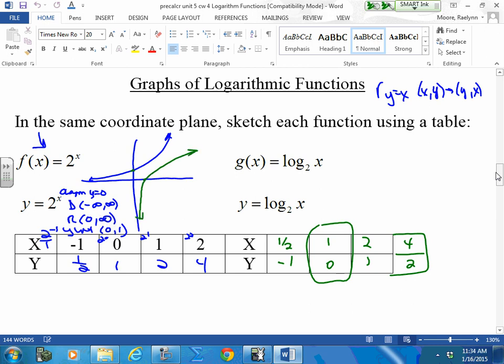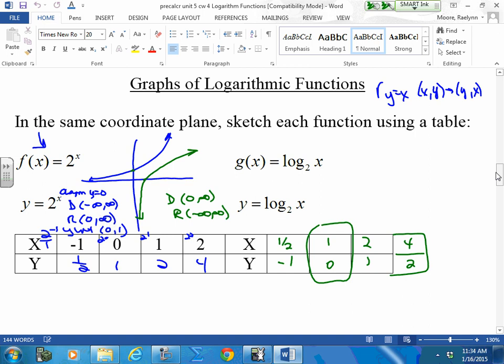Okay, now, let's use the whole concept of x and y interchanging. Your domain is an x value. It's going to change to your y value. So your range will be negative infinity to infinity. Your y value was your range. That will change to your x value. Your x is your new domain.